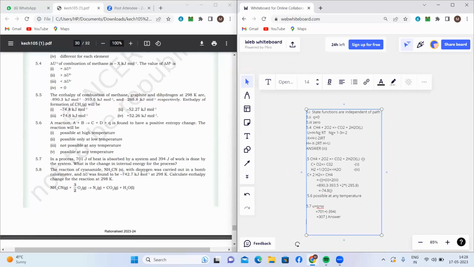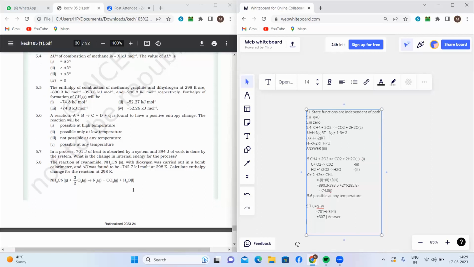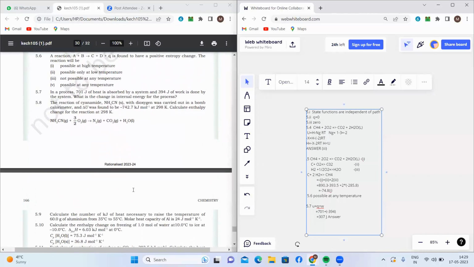It's given the reaction of cyanamide. Cyanamide is basically NH2CN. This is a chemical widely used in fertilizer industries. So let's move ahead. The reaction of cyanamide NH2CN with dioxygen was carried out in a bomb calorimeter, and delta U was found to be -742.7 kilojoule per mole at 298 Kelvin. Calculate enthalpy change for the reaction at 298 Kelvin. This is also a simple formula based question. So let me write the same thing again. Delta H is equal to delta U plus delta NgRT. This is 5.8.